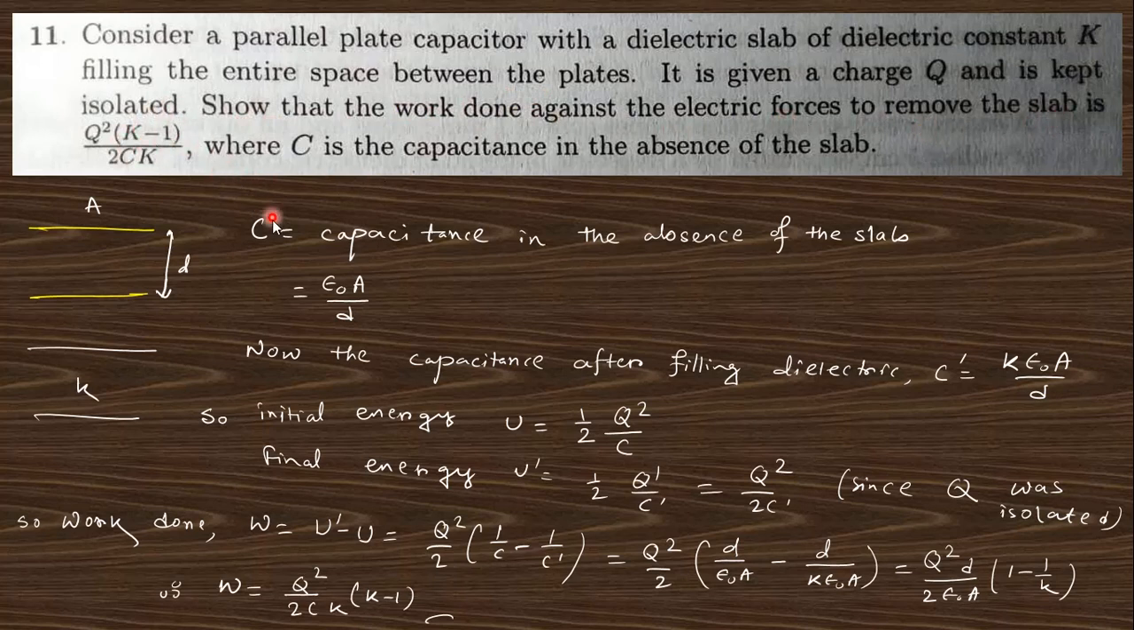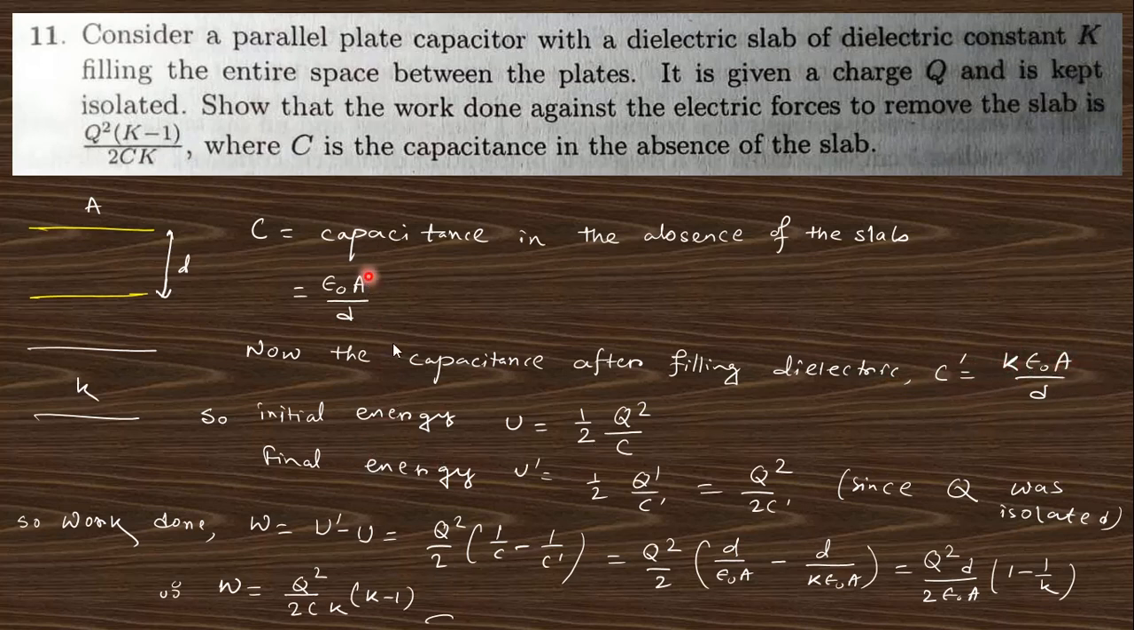When there is no slab, that is air, the capacitance will be epsilon naught A by D. We know this is a parallel plate capacitor. And when we place the dielectric of constant K filling the capacitor, the capacitance will be K epsilon naught A by D.